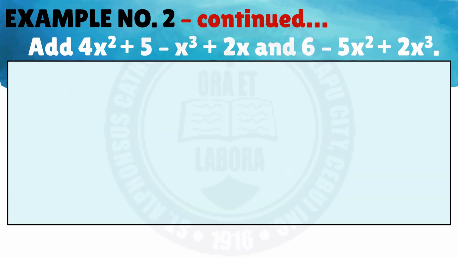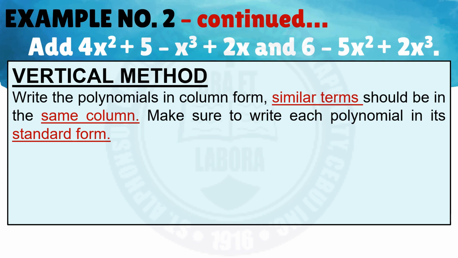So this time, we will use the vertical method. Please do not forget to write the polynomials in column form. Similar terms should be in the same column. Make sure to write each polynomial in its standard form, in which the term that has the highest number of exponent should be written as the first term of a polynomial, followed by the second highest number of exponent as the second term, and so on. So there must be a decreasing order of the number of exponent when we arrange the terms in a polynomial.